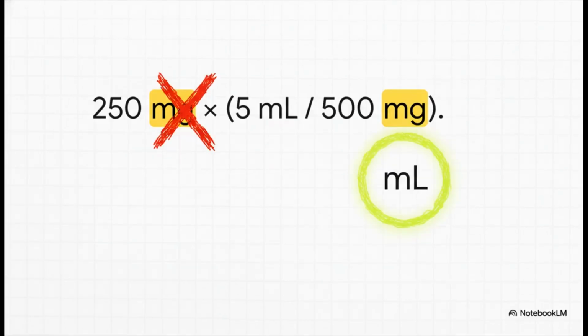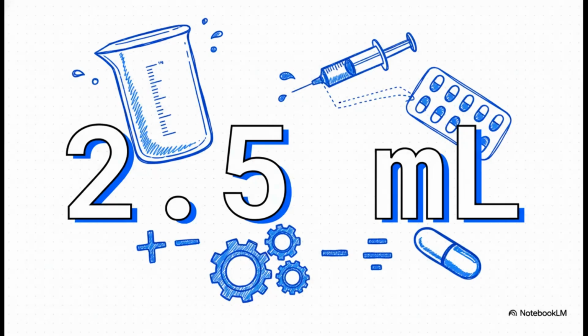And here comes the most satisfying part, honestly. See how we have milligrams on the top and milligrams on the bottom? They just, poof, cancel each other out. This is how you know your setup is right, because the only unit left standing is milliliters, which is exactly what we were trying to find. So we do the simple math, 250 times 5, then divide that by 500, and what do we get? Boom, 2.5 milliliters. See? Simple, clean, and you know it's right.